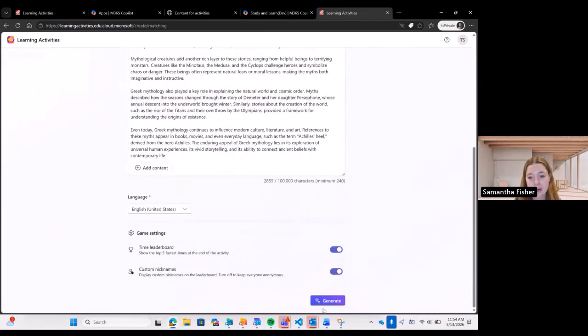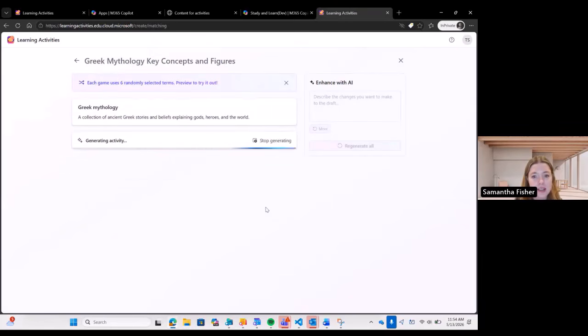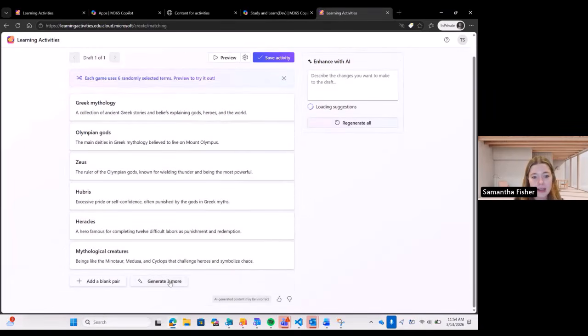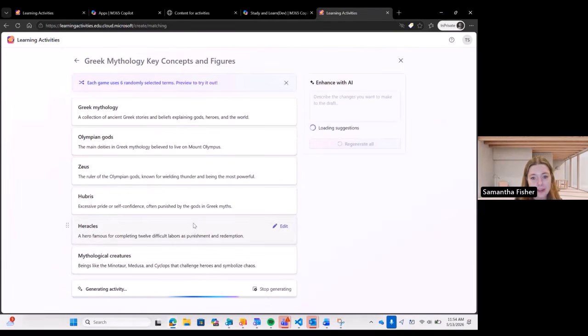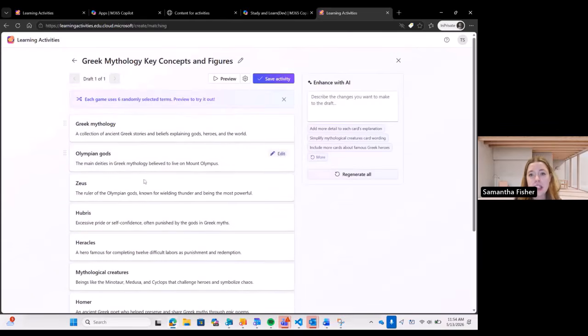So I'm going to generate now, and I'm just mindful of time. I know we have a couple minutes left and we'll have a couple slides to show at the end. So I'll go through this a little quickly. I'm going to generate 3 more. Awesome, great. So this is actually just creating me terms and definitions. And then I'll show you what the preview experience looks like.